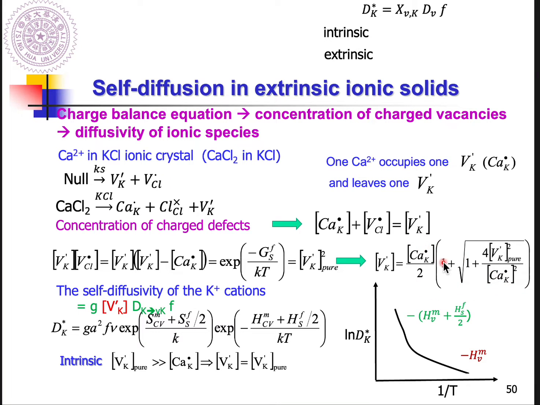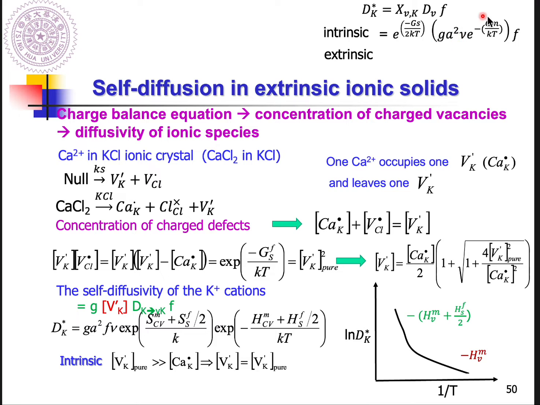So you drop this term out, and what you get is the vacancy fraction at potassium site will be equal to the vacancy fraction at potassium site before doping. The pure means before doping, right? So this kind of situation, we call it intrinsic properties. As long as we know this, we just use this result to substitute this XVK, then we can get the self-diffusivity of potassium ion expressed like this.